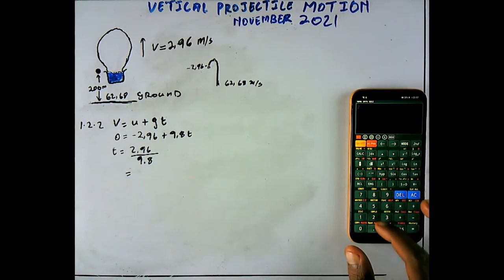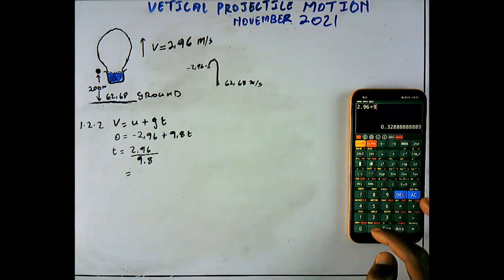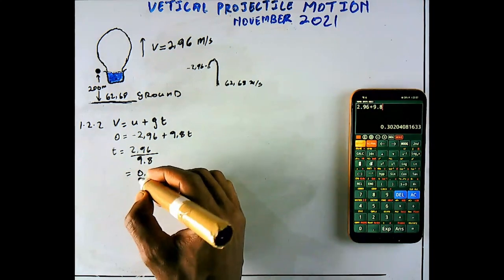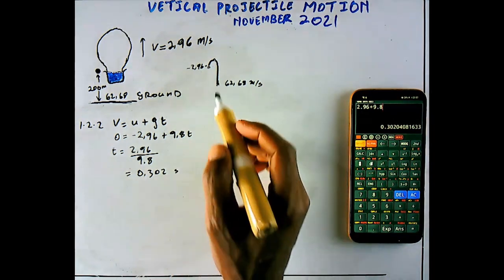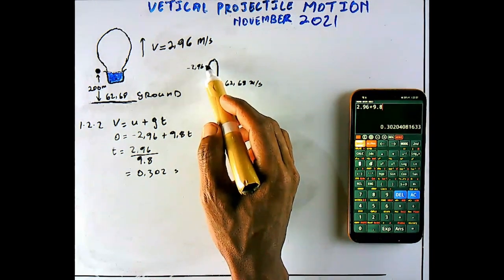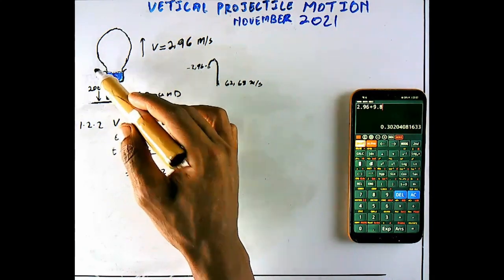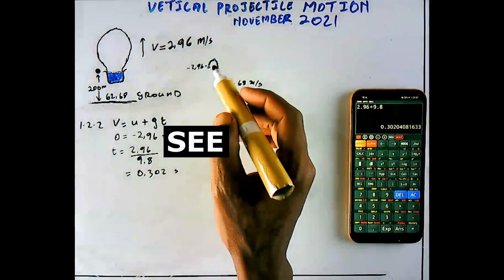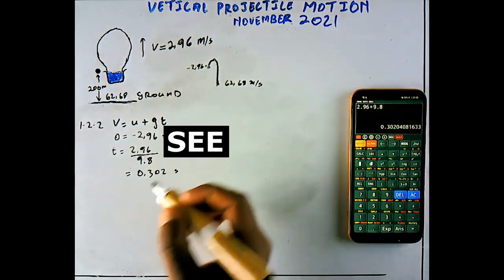2.96 divided by 9.8, which is 0.302 seconds. This is the time from when the stone was dropped until it reaches a maximum height. So now we are calculating the time from the maximum height until it reaches the ground.